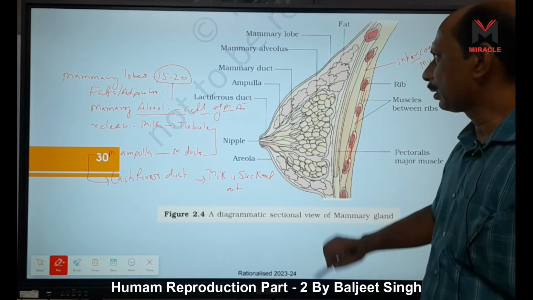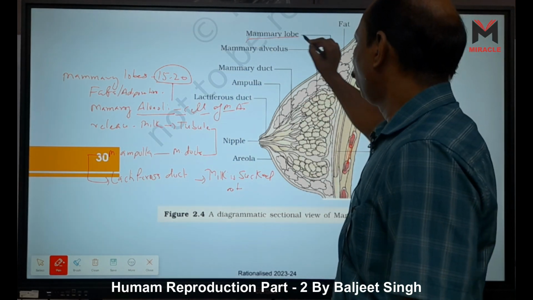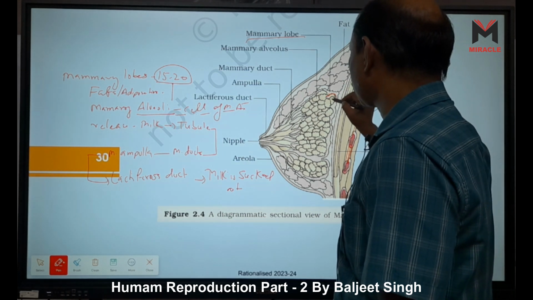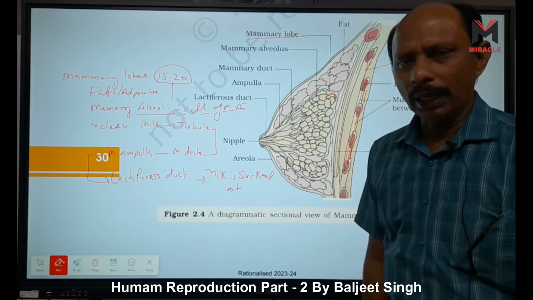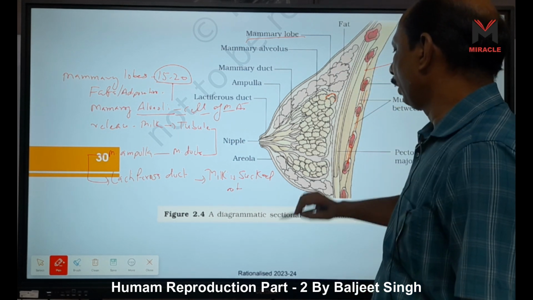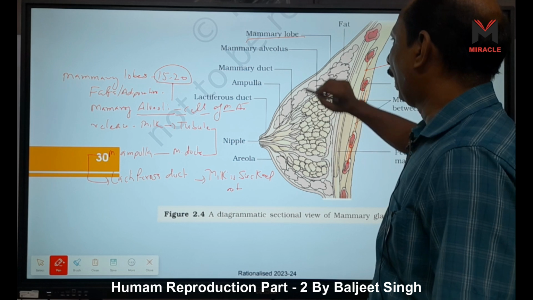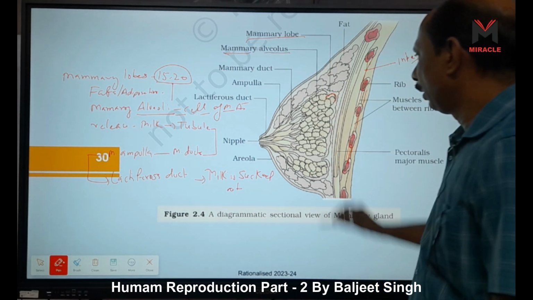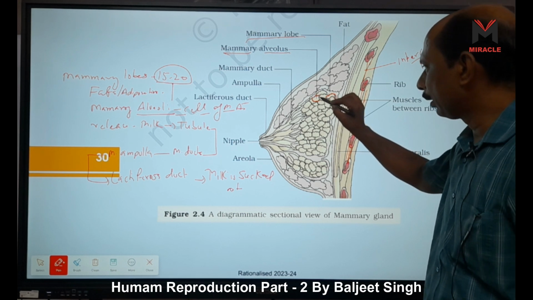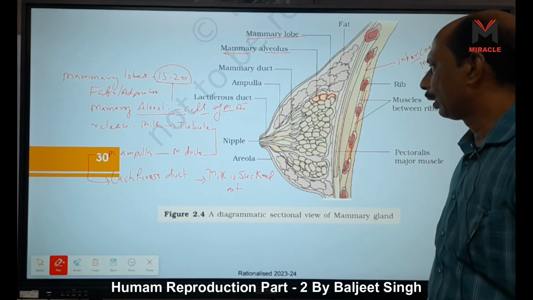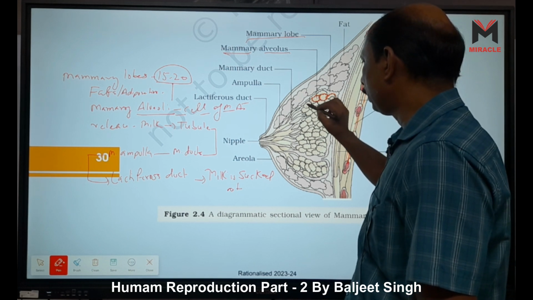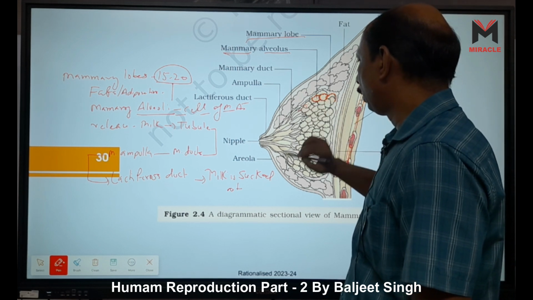Okay, and this structure is also given here, mammary lobe, and these are the sac-like structures, these are the mammary lobes, and these sac-like structures are also called alveoli, right? Alveoli is not given here, but this is also called alveoli, right? Look here, it is given mammary alveolus. These structures are mammary alveolus. Their cells secrete milk, and this milk comes into a duct.